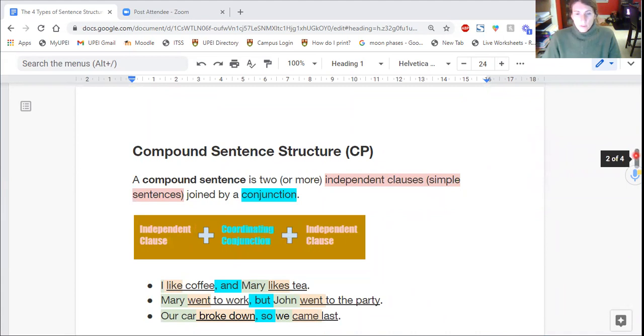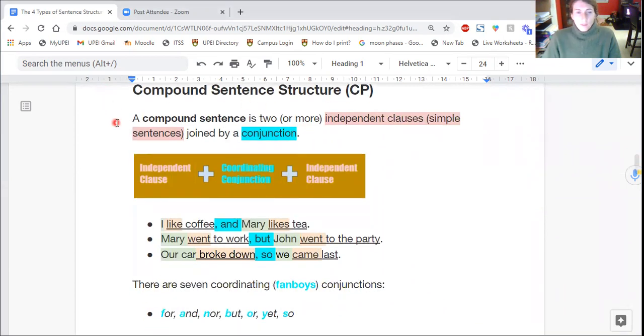Compound sentence. A compound sentence is 2 or more independent clauses, simple sentences, joined together by a conjunction. Examples are, I like coffee and Mary likes tea. Mary went to work, but John went to the party. Our car broke down, so we came last.